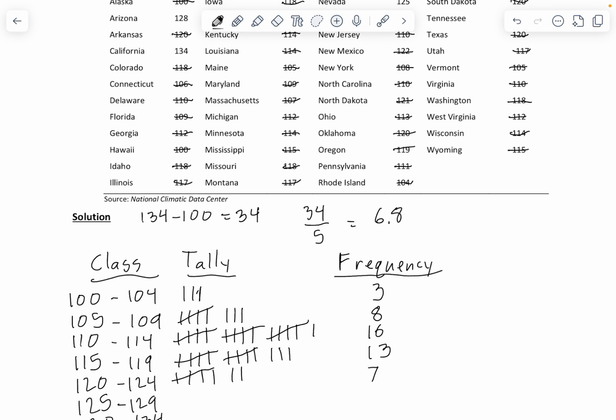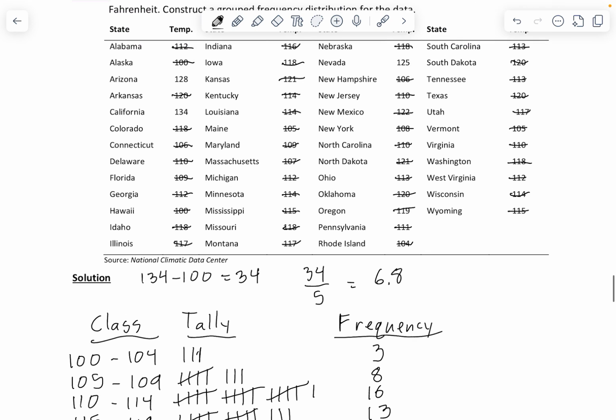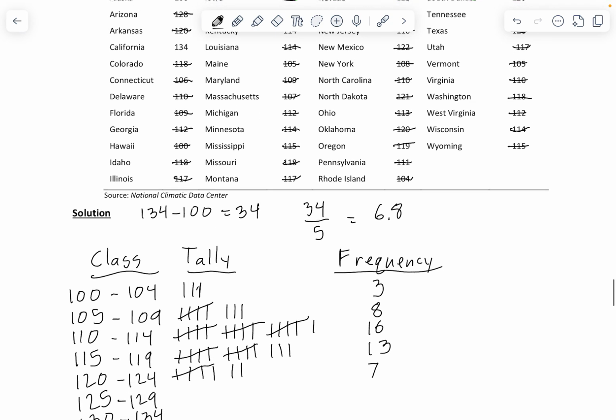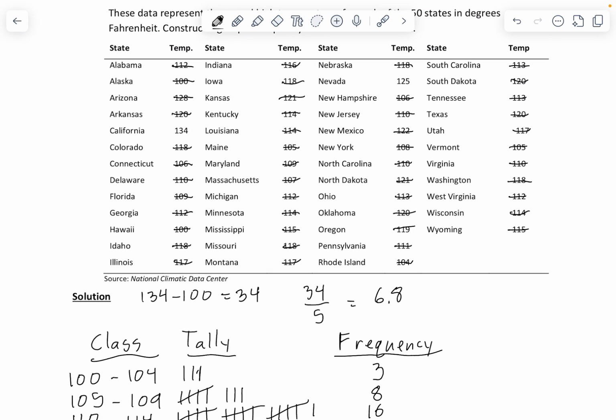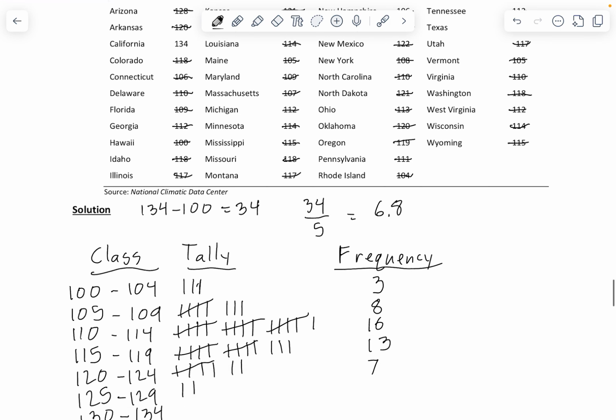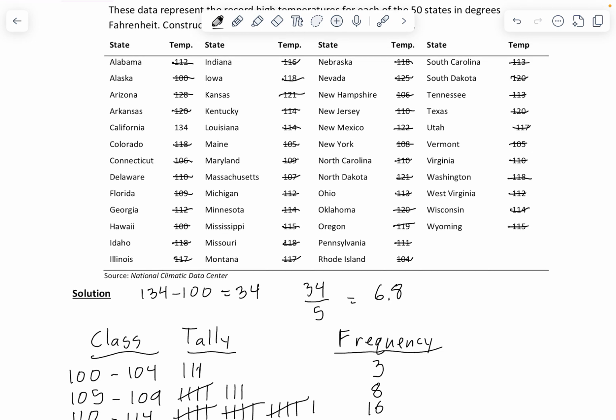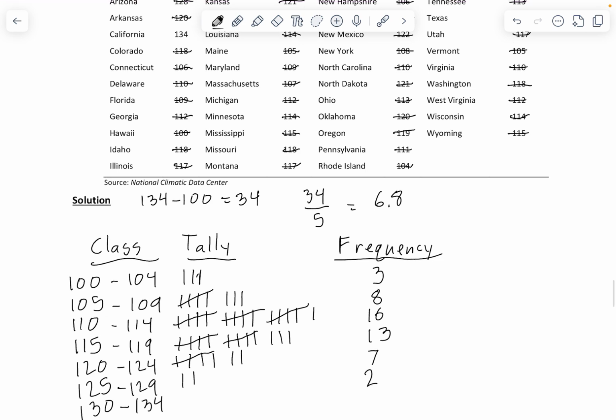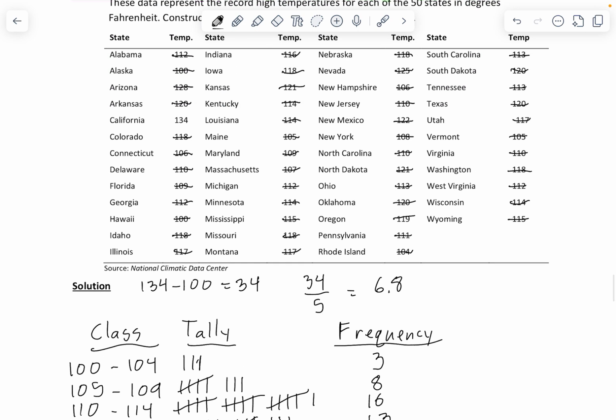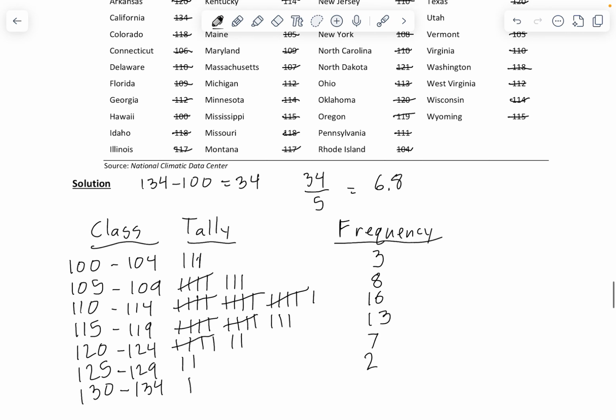125 to 129. Now we're getting to some really high temperatures. We've got Arizona, so there's 1, and it looks like Nevada. Everything else is crossed off, so it looks like just 2 there. And then 130 to 134, there's only 1 left. That's California, so only 1 in that category. So there is my frequency distribution, using a class range of 5 degrees. This is what it would look like.